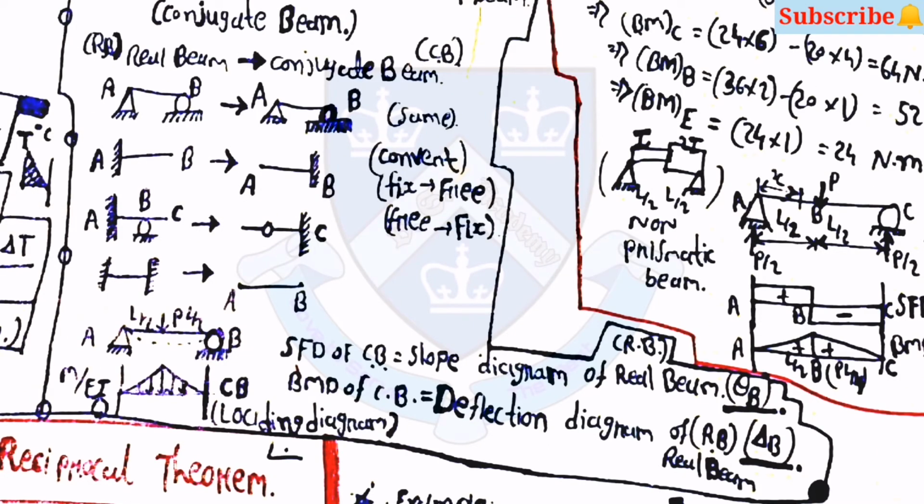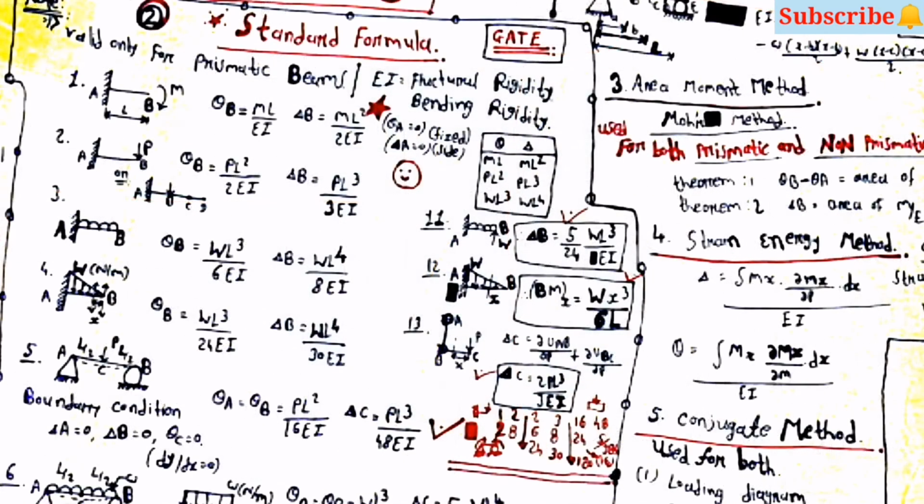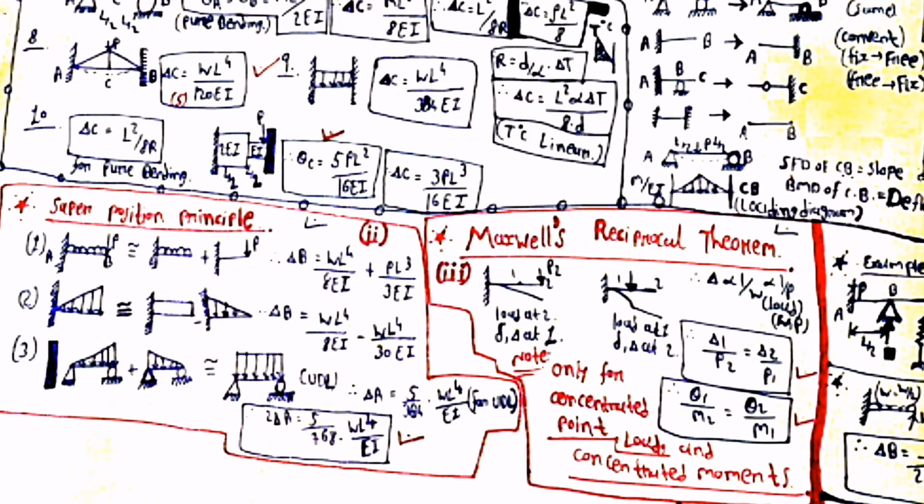Then the SFD of the conjugate beam will be the slope diagram of the real beam, and the BMD of the conjugate beam will be the deflection diagram of the real beam, which gives the value of delta B. So you have to use these methods only when you cannot use the standard formulas. Most of the time in the GATE examination, the questions are asked based on the standard formulas only. And sometimes you have to use the superposition principle and Maxwell's reciprocal theorem.